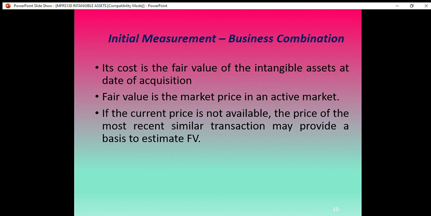another company, and the intangible assets acquired must be measured at the fair value. Fair value is the market price in an active market, as we all know. This is the same concept applied for the PPE and investment property. If the current price is not available, the price of the most recent similar transaction may provide a basis to estimate the fair value.